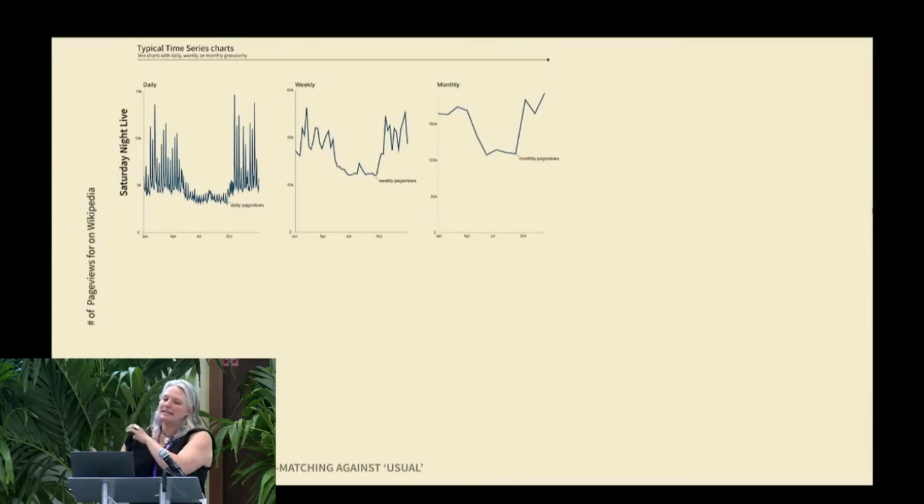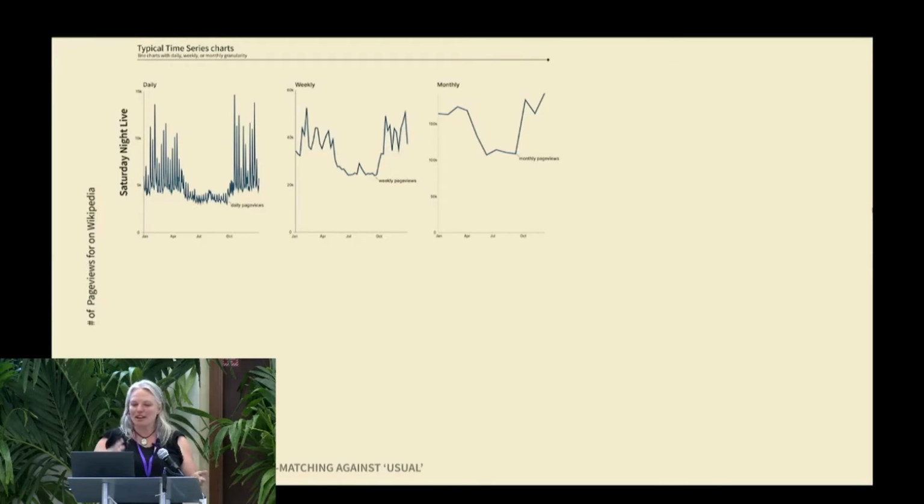So imagine a standard, typical business graphic where you have either daily, weekly, or monthly data, and you want to know how it's changing over time. This is the number of page views for the Wikipedia page for Saturday Night Live in 2023. You might make one of these charts. You probably don't make the first one because it's too jagged. You probably don't make the second one because people don't like weeks for some reason. So you probably make the third one because everybody loves months, even though they have different numbers of days. And you lose a lot of information. I talked about that in 2016 at OpenVisConf.